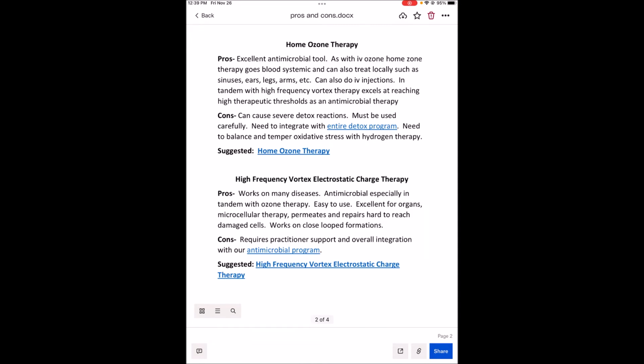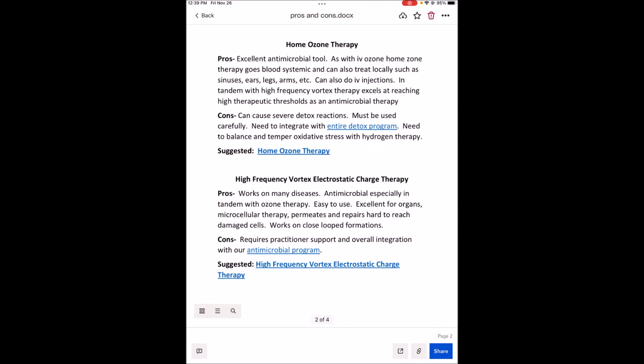So the cons of ozone therapy, as with any really strong antimicrobial program: it can cause severe detox reactions, must be used carefully, and needs to integrate with the entire detox program. You need to click on that and read about it. You need to balance and temper oxidative stress with hydrogen therapy. Best to do that. Hydrogen therapy is literally the offset. It's like you burn wood, that's ozone, the fire, and the leftover embers would be putting out those embers as hydrogen therapy.